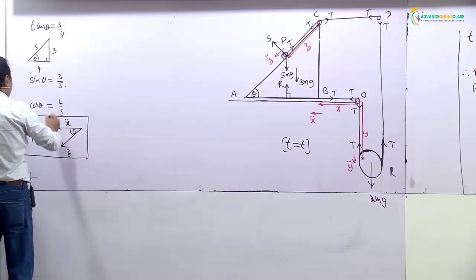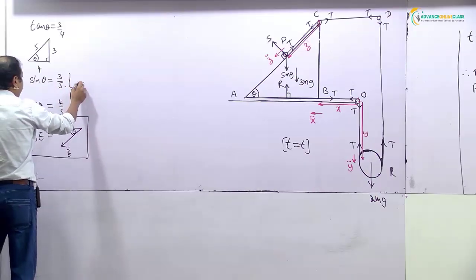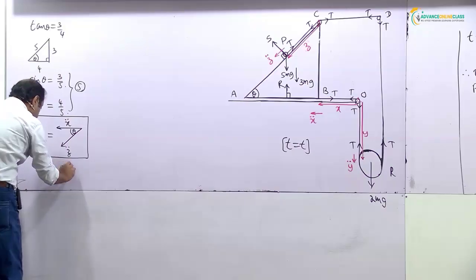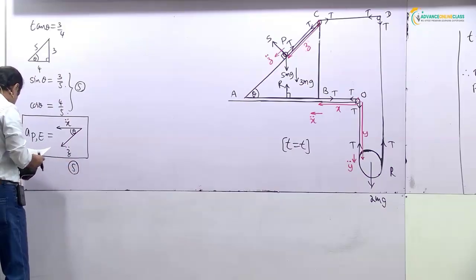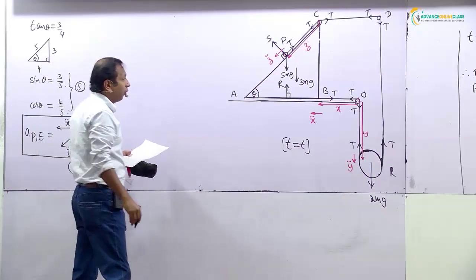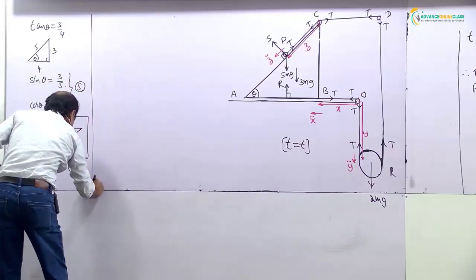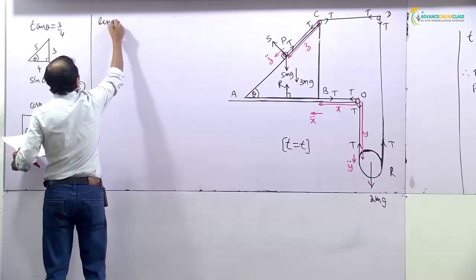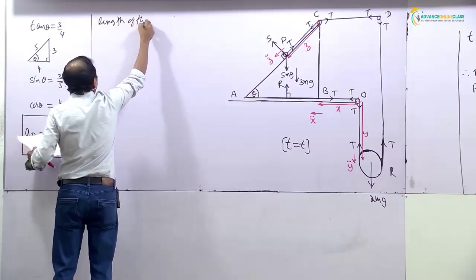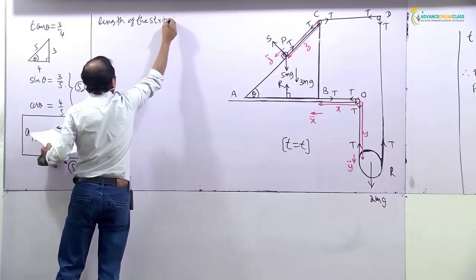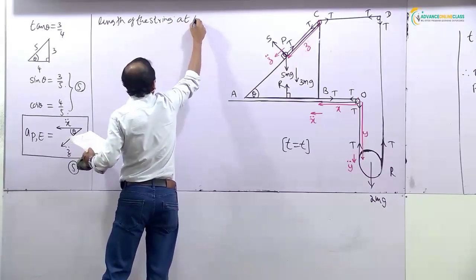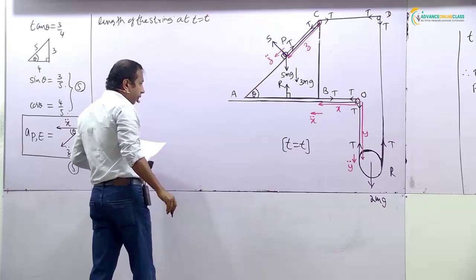Okay. Right, for this we get 5 marks, and for the acceleration another 5 marks. Now we can write the length of the string as the next equation. Length of the string at time t, at t equals t.